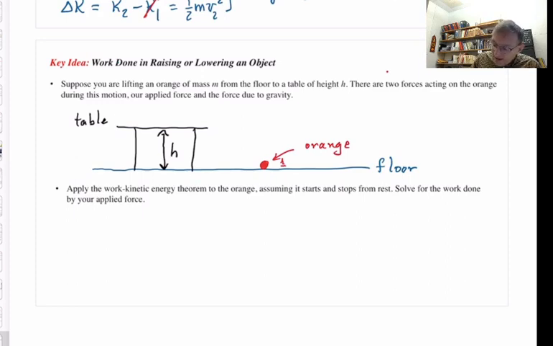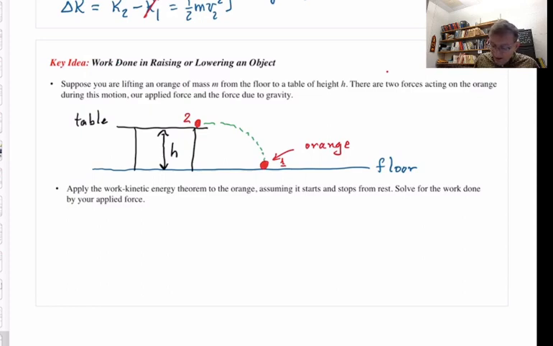And I don't really even care about how exactly I move it. Maybe I just bring it along a little bit of a curved path until I bring the orange at point 2 up onto the top of the table. Okay? Simple scenario. Here's what I want to think about.